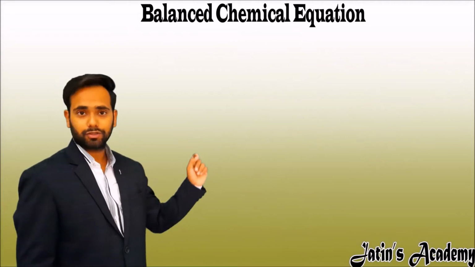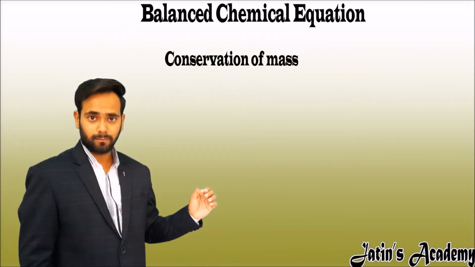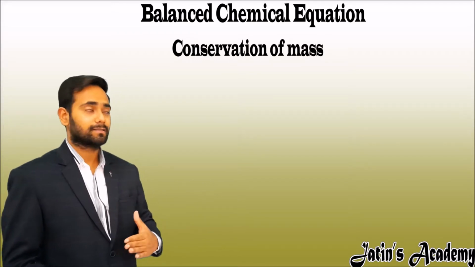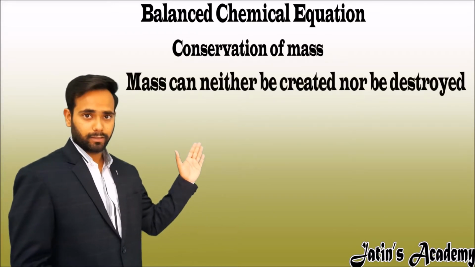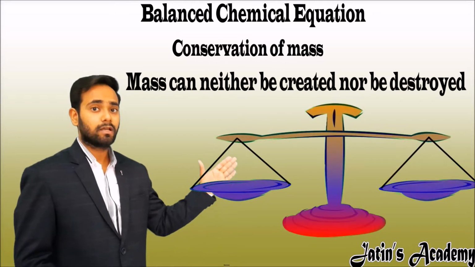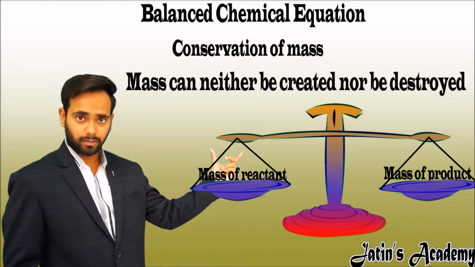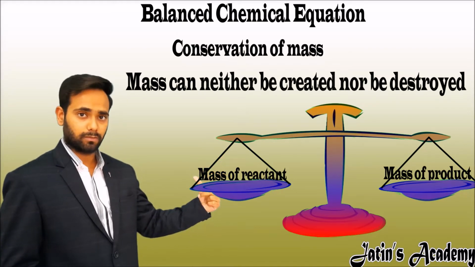A balanced chemical equation is based on the conservation of mass. Now what is the conservation of mass? Conservation of mass states that mass can neither be created nor be destroyed. It means the total mass of the reactants is equal to the total mass of the products. Let us understand it with a suitable example.